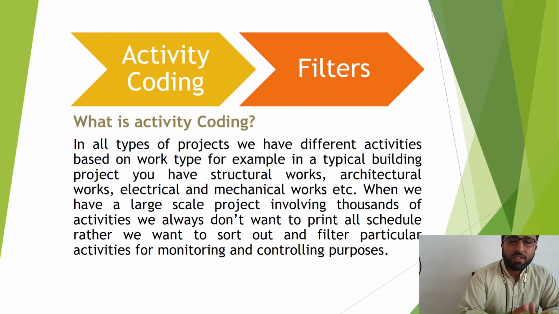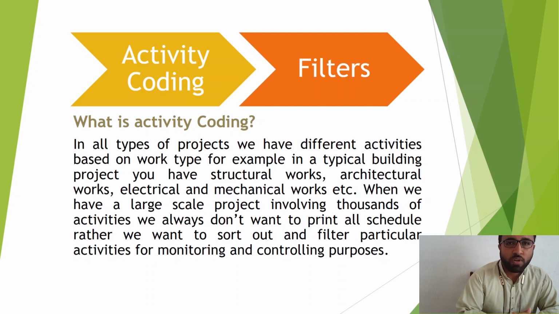For example, we have a building project, so we will have structural works, architectural works, electrical, plumbing, and in architecture we will have flooring works and ceiling works. So we can create an activity code for each particular type of work, and also for each specific area of the work. For example, if you have 10 floors, you create 10 activity codes, one for each floor: first floor, second floor, third floor. This is floor-wise or area-wise activity coding.